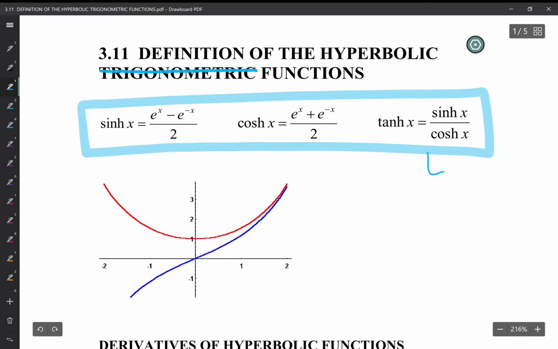These three are the definitions that we use in order to evaluate hyperbolic functions. Sometimes we like to rewrite these so that we don't have that large fraction, and instead we have 1/2 times the quantity e to the x minus e to the negative x for the hyperbolic sine of x, or 1/2 times the quantity e to the x plus e to the negative x for the hyperbolic cosine of x.